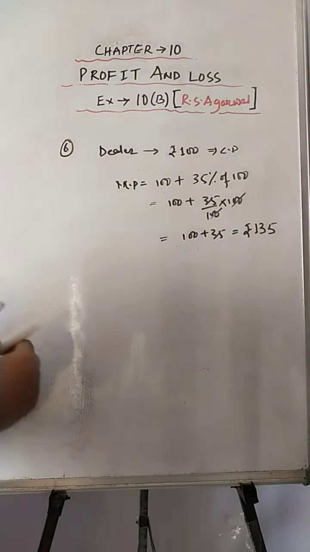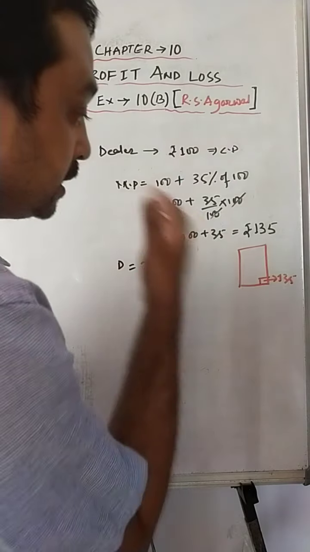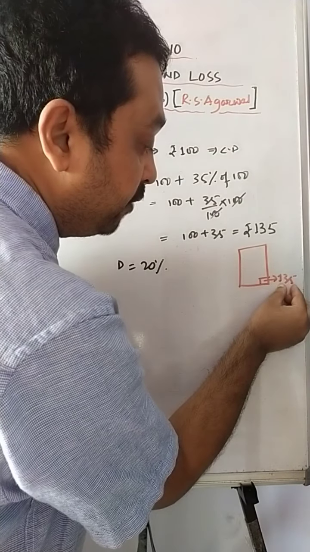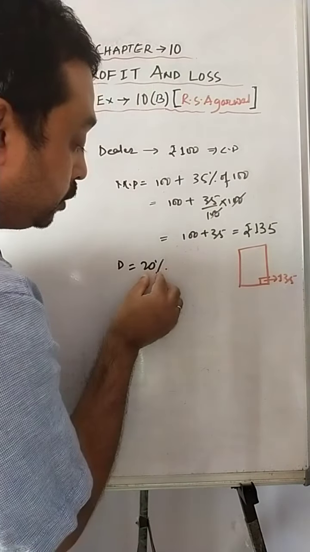So suppose this is a box where the article was kept, and the price is written 135 here. But at what price has he bought the article? The dealer has bought the article at 100, but he is showing the customer that the price of the article is 135. Now, the next part of the question: he allows a discount of 20%. So once the customer comes and sees that 135 is written, they will also get a 20% discount on it. That is, some part of the rupees will be deducted from this.